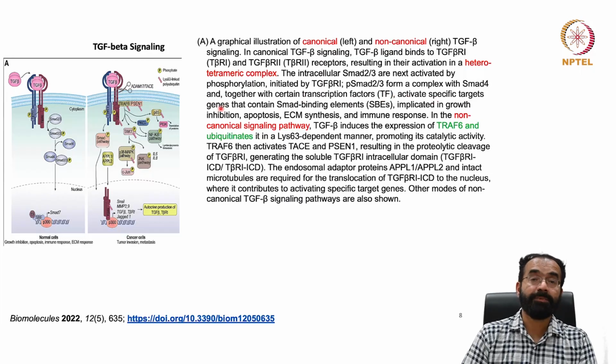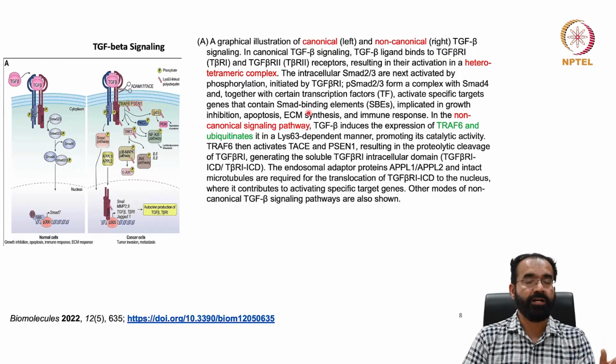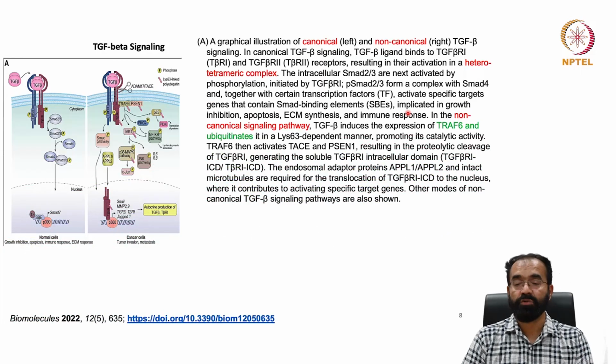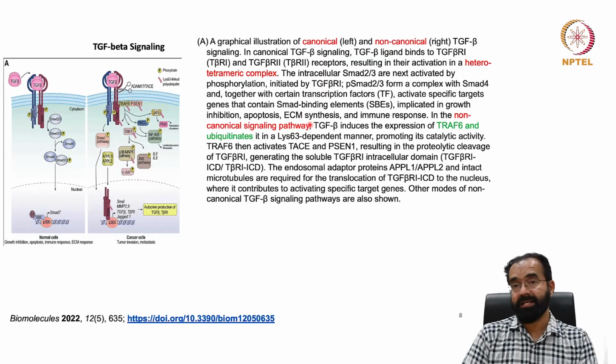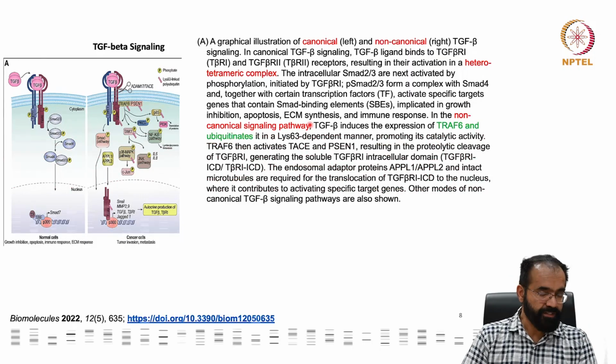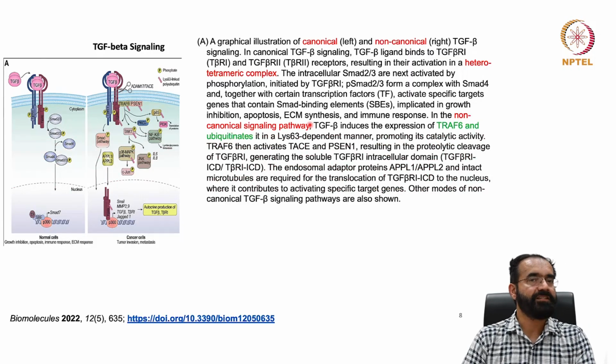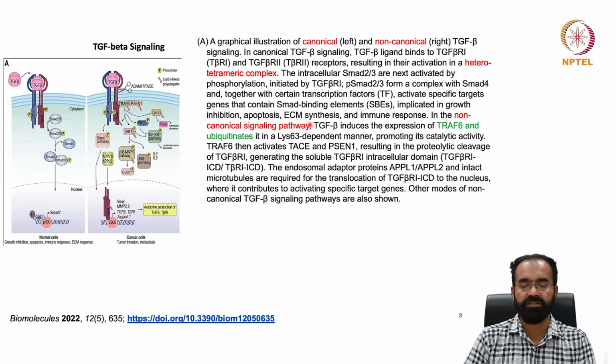They activate specific target genes that contain SMAD binding elements, in short form called SBE. So in the DNA of those gene regulatory regions, if there is a SMAD binding region, this SMAD2/3 complex can go and bind onto them, and those genes are usually implicated in growth inhibition, apoptosis, ECM synthesis, and immune response. Whereas in the non-canonical pathway, what we have seen is a canonical pathway where the SMAD complex binds onto the SBE and causes the gene expression.